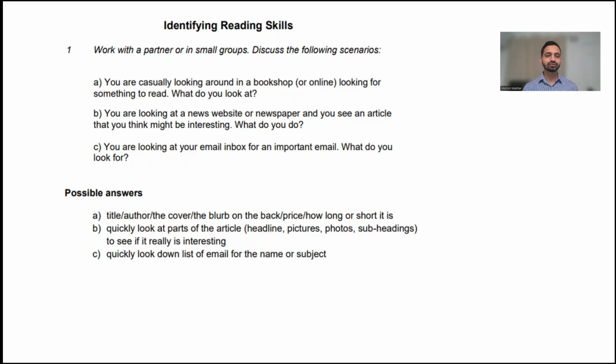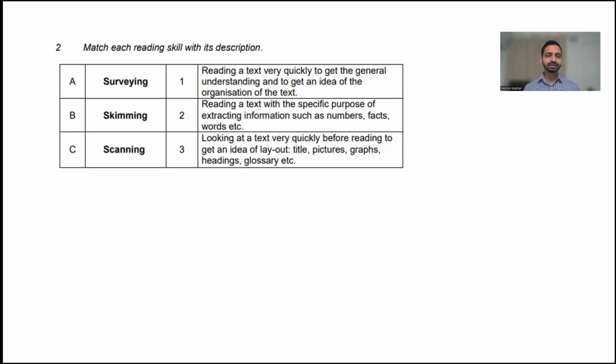The third question asks: you are looking at an email inbox for an important email. What do you look for? Quickly look down the list of emails for the name and a subject, right? So you look at who the sender is and what their intended subject is, and then you read the questions, right? So that's your starting point. These are the things that you will also need to do when you are starting to read an IELTS reading question.